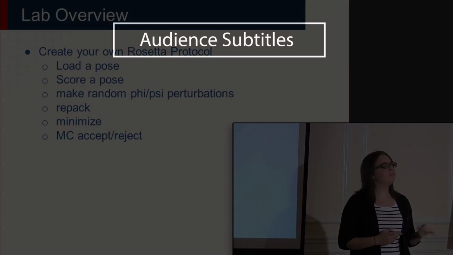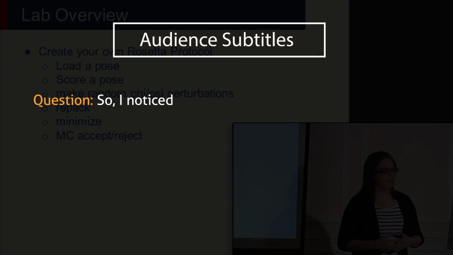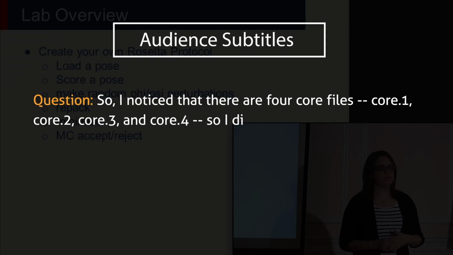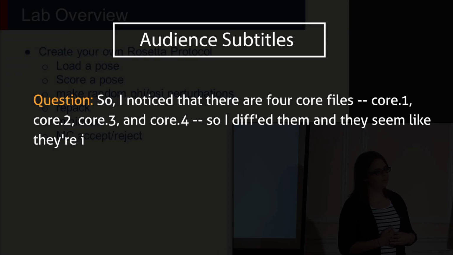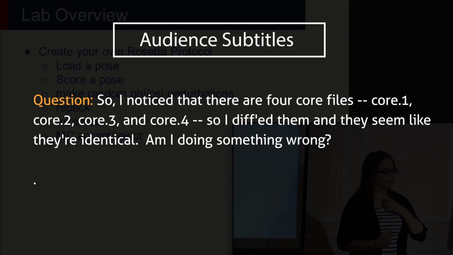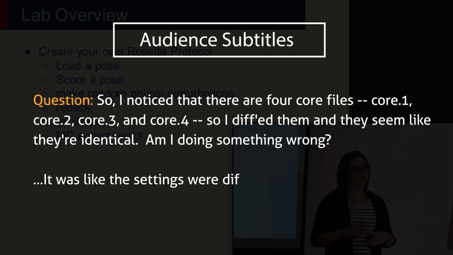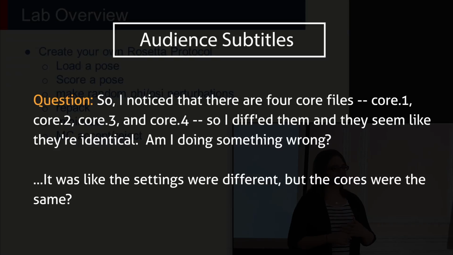Yeah, I have a question. So I noticed that there's 4 core files, like core.1, 2, 3, 4. But I diffed them and it seemed like they were all the same. Do I do something wrong or something different? So you might be looking at, I know there's a core.1 and then a core.1.source.settings file. So I think the settings were different, but the cores were the same.